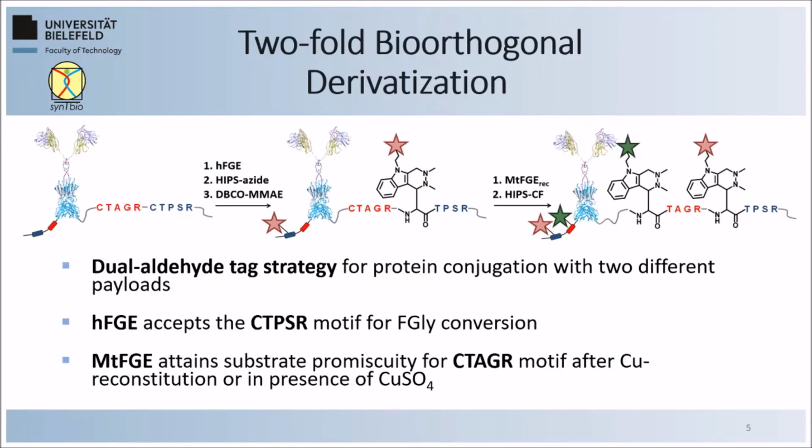We also combined prokaryotic and eukaryotic FGly-generating systems with varying specificity for different recognition motifs. The first FGly gets introduced by the human FGE with its specificity for the CTPSR motif. The FGE from Mycobacterium tuberculosis attains a substrate promiscuity for the proline-free motif CTAGR after copper reconstitution or in presence of copper sulfate. This sequential introduction of two FGly residues allowed the generation of a carboxyfluorescein-labeled ADC containing a monomethyl auristatin payload.